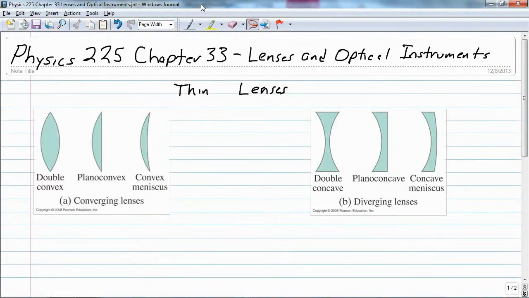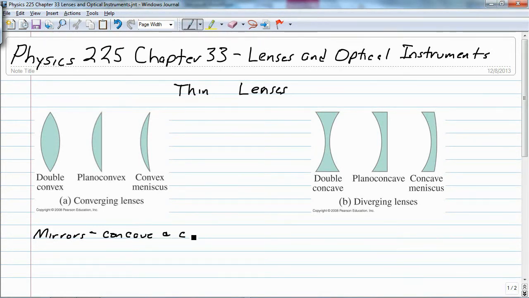We start our discussion about thin lenses, because this becomes the basis of all of our work in this chapter. Now, lenses come in different sizes. With mirrors, we had basically two possibilities: concave and convex.